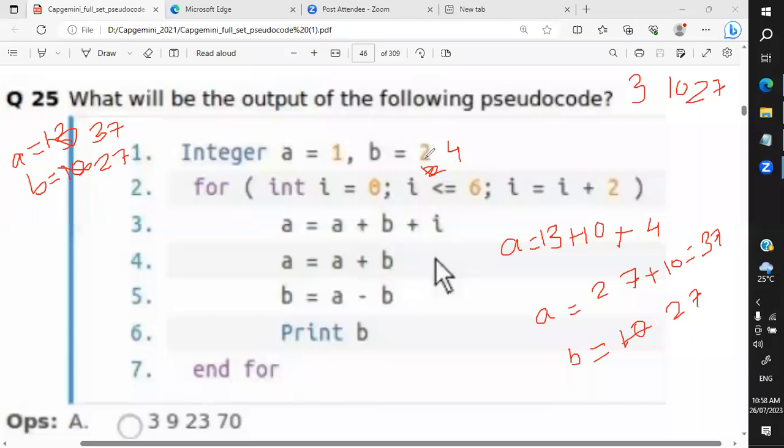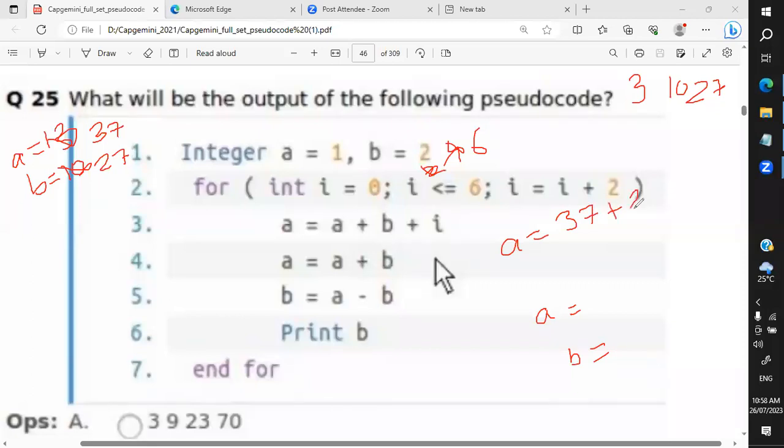After that, I was 4, I will become 6. 6 less than or equal to 6, true, enters inside. Again, it starts. Now A value is 37. Let's write that. A is equal to 37 plus 27 plus I value 6. What is the total? 37 plus 27 is 64, plus 6 will be 70. So it is 70.